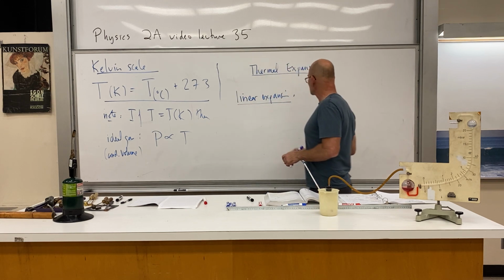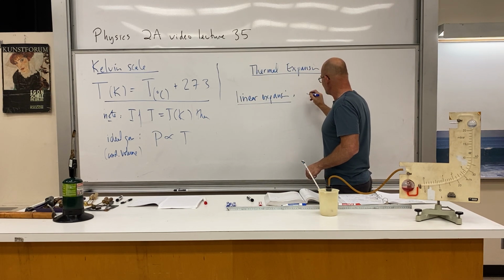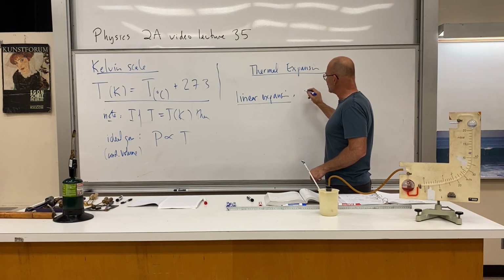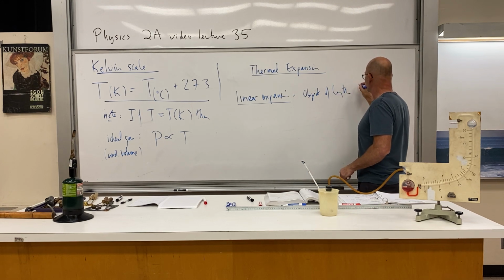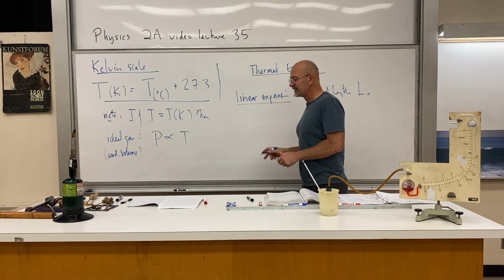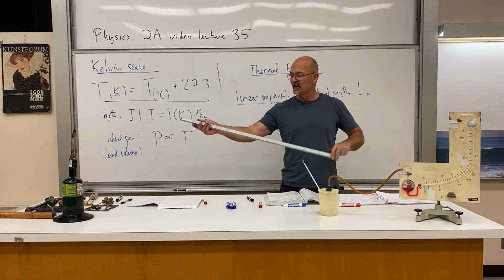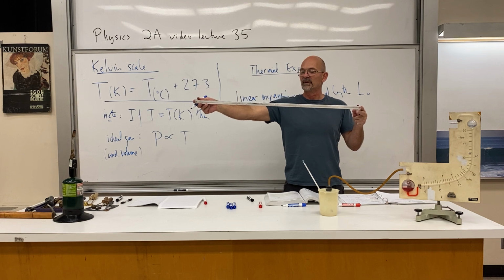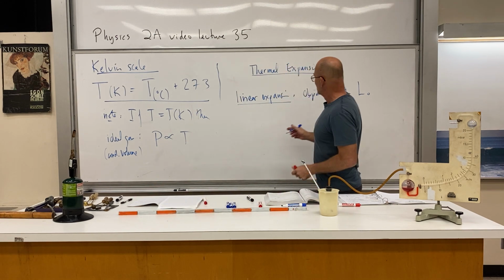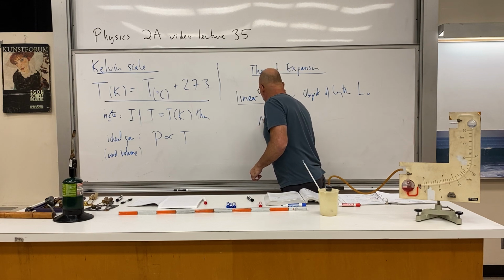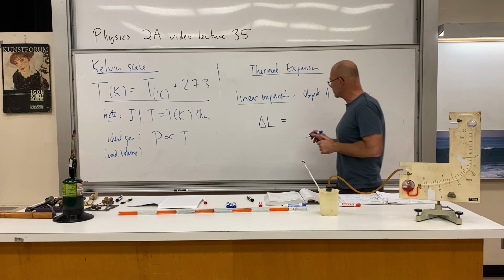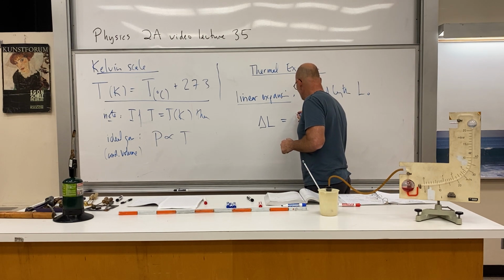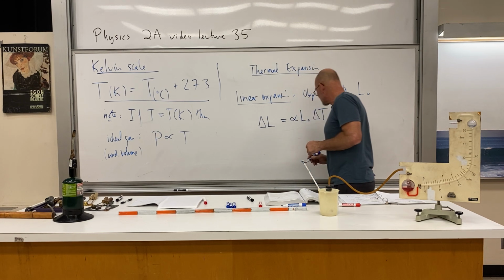So the linear expansion law looks like this. If you have an object of length L, I'll say length L sub 0, and then you apply temperature to it. Say this were a metal ruler and you could heat it up with a flame. Then the change in the length is going to be proportional to, there's a proportionality constant we're going to call alpha. It's going to be alpha L naught times delta temperature.